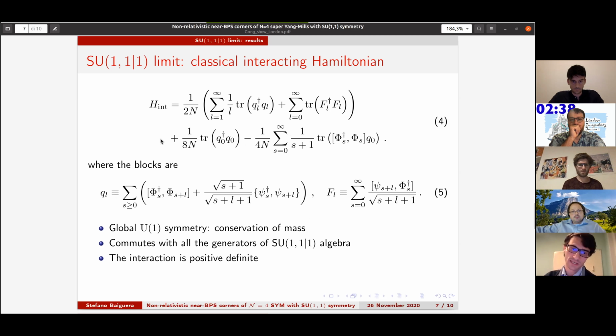This Hamiltonian has a global U(1) symmetry, as I anticipated, corresponding to mass conservation. It commutes with all the generators of the algebra, as one can see by direct computation, and it is also positive definite, which is very important, for example, for studies at large coupling.